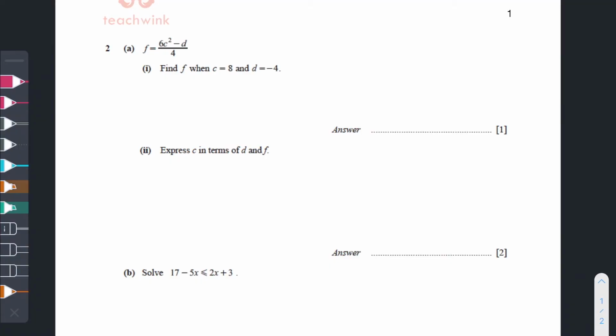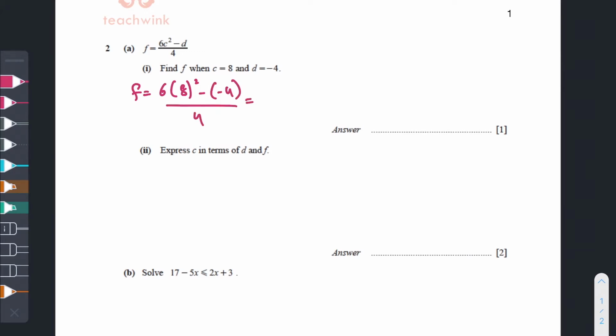The question says f is equal to 6c squared minus d over 4. Find f when c is equal to 8 and d is equal to negative 4. The first thing that you have to do is find the value of f by plugging in the values of c and d. So you do 6 times c, which is 8 squared, minus negative 4, which is the value of d, divided by 4.